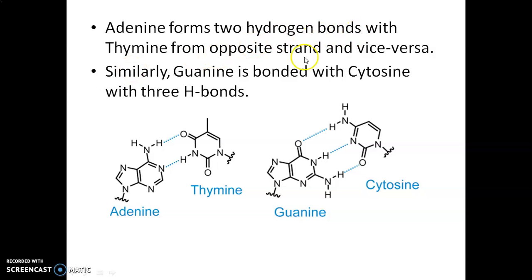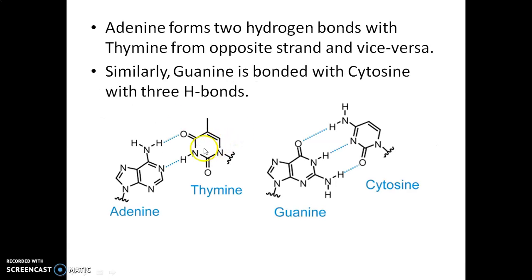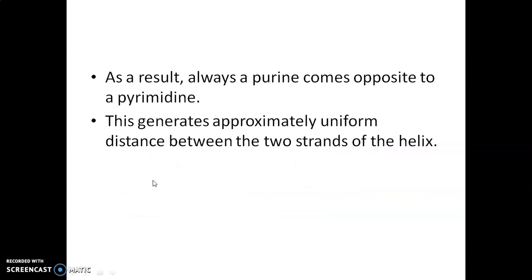Adenine forms two hydrogen bonds with thymine. See, it is clear from this picture. Two hydrogen bonds, and thymine from the opposite strand and vice versa. Similarly, guanine is bonded with cytosine with three hydrogen bonds. Clear? As a result, always a purine comes opposite to a pyrimidine. This generates approximately uniform distance between the two strands of the helix. See, one purine always bonds with one pyrimidine. That's why approximately uniform distance is there between the two strands of the helix.